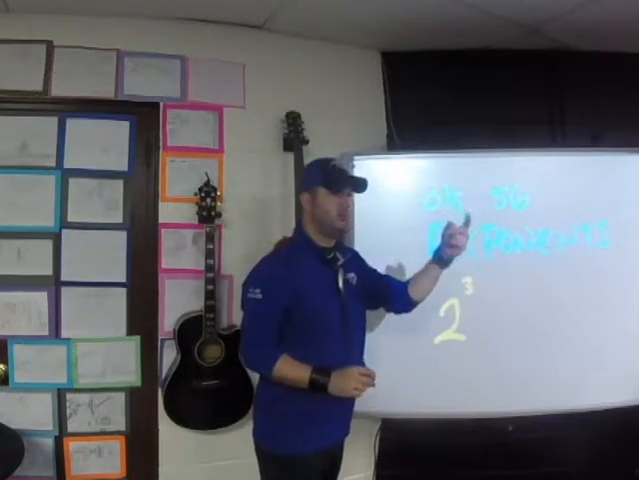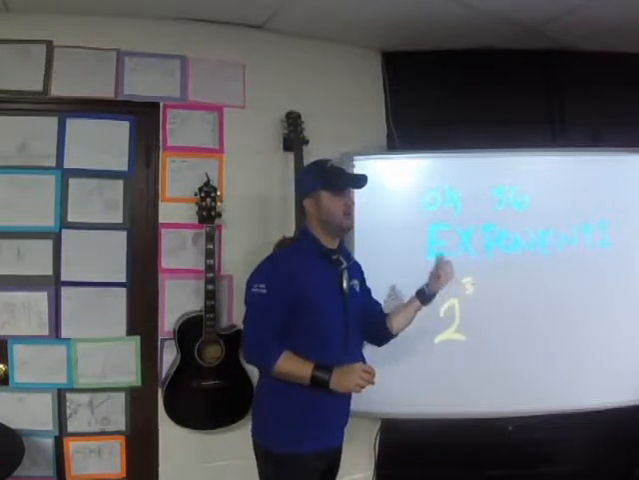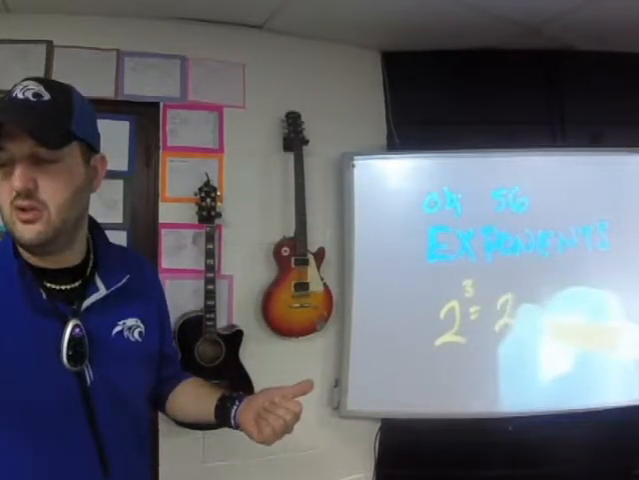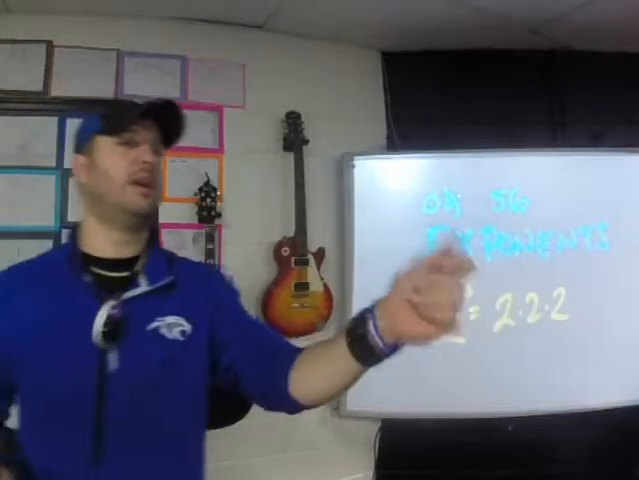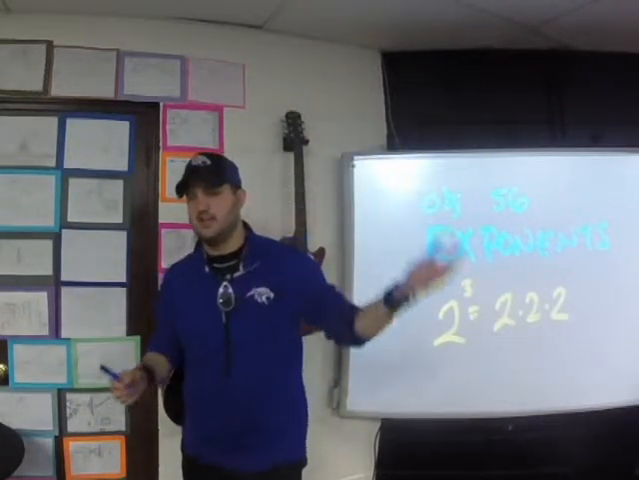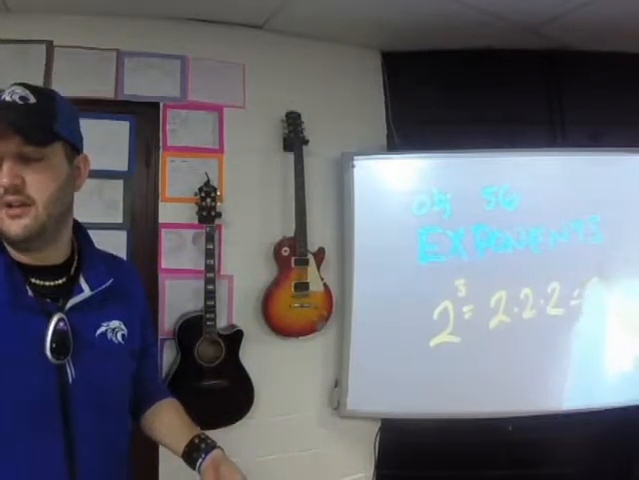2 times 3? No, 2 times 2 times 2. It's repeated multiplication. 2, 2, 2. Now let's do it. What's 2 times 2? 4. Times 2? 8. So 2 to the third is 8.